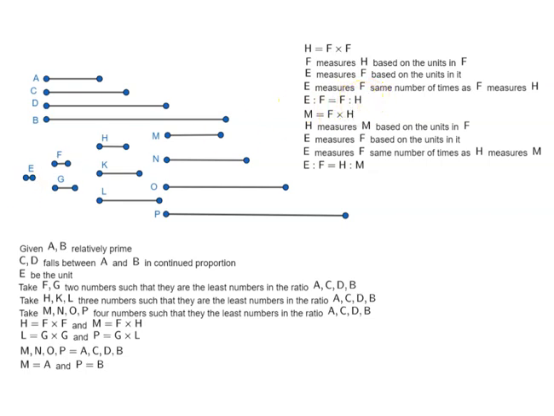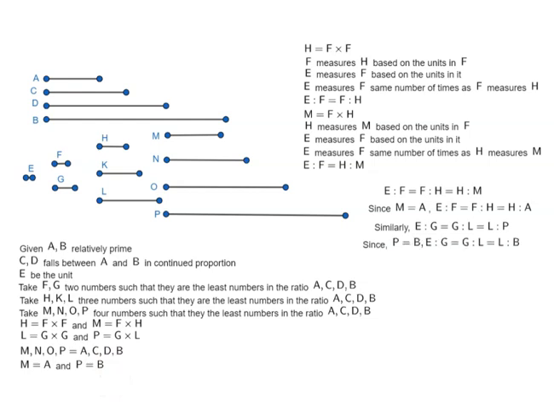So now we have E is to F equal to H is to M, and E is to F is equal to F is to H. So we can combine them and write it as E is to F is equal to F is to H, which is equal to H is to M. But remember, M is equal to A. So this can be written as E is to F equal to F is to H is equal to H is to A. Similarly, by going through this entire process, we can say E is to G equal to G is to L equal to L is to P. So here we proved E is to F is equal to F is to H is equal to H is to M, and then we substituted M for A. Here E is to G is equal to G is to L is equal to L is to P. So we know P is equal to B. So we can write it as E is to G equal to G is to L equal to L is to B. So basically what we are saying is that M, N, O, P is nothing but duplicates of A, C, D.